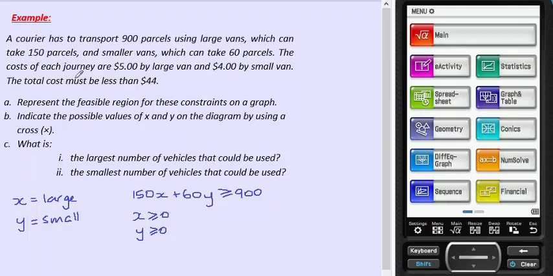The last thing is I need to concern myself with the price as well. So here I have the cost of each journey of $5 for a large and $4 for a small. So my cost constraints will be that $5 times every large van plus $4 for every small van needs to be less than $44. It's not allowed to be less than or equal to. It must be less than $44. So now I've got 4 equations that I need to graph, and I need to start looking at the feasible regions.